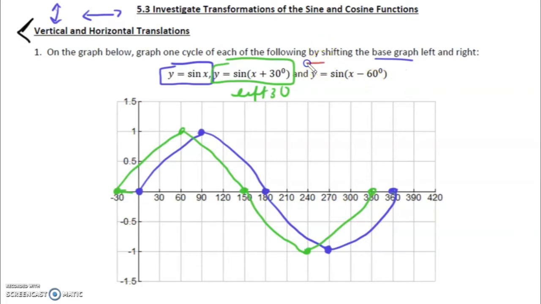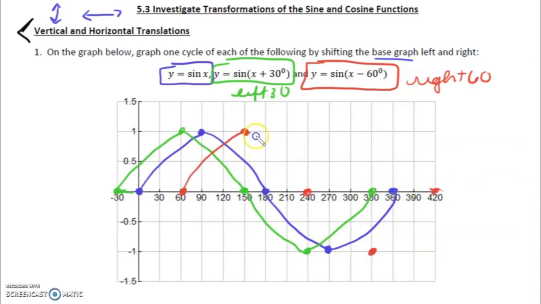Then y equals sine x minus 60, we're going to go to the right 60 degrees, and that's from the original. So we start at the blue and go to the right 60, for each point. If we notice, the graph of y equals sine x doesn't actually change in shape. All it does is shift to the left and the right in this position.